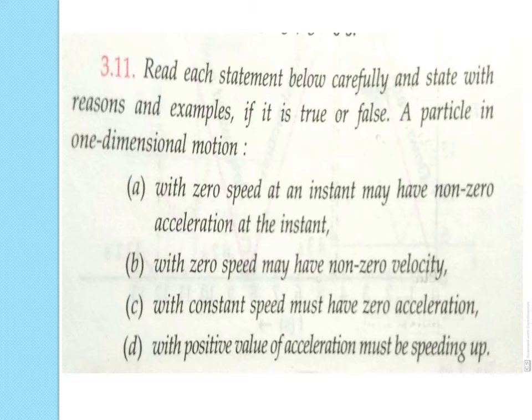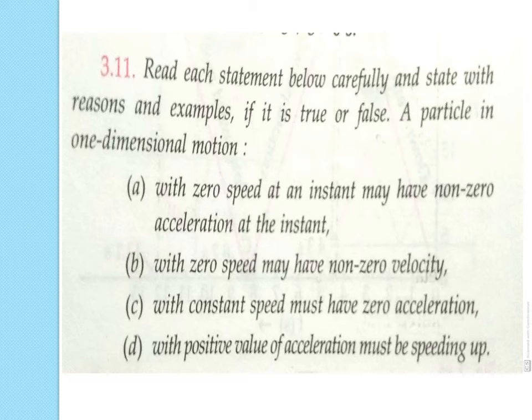A body with zero speed may have non-zero velocity. Again, assume the situation. If the speed is 0, may it have non-zero velocity? No, because velocity is speed plus direction. The speed has the direction. If speed is 0, then velocity is 0. So the second statement is false.